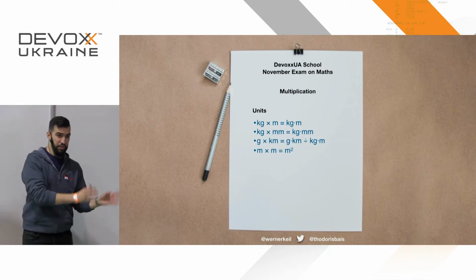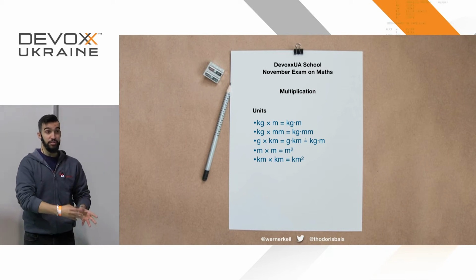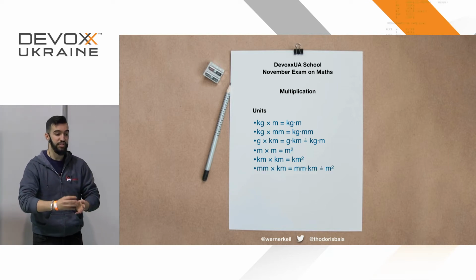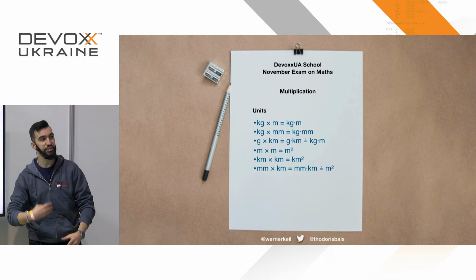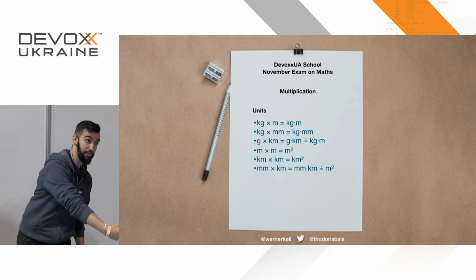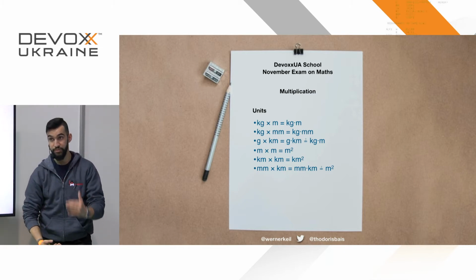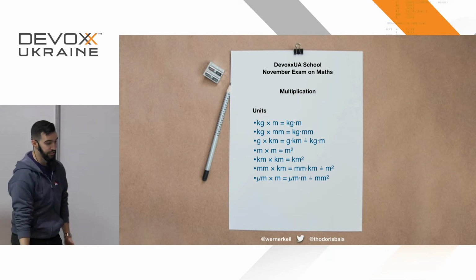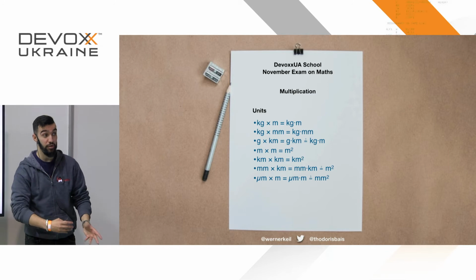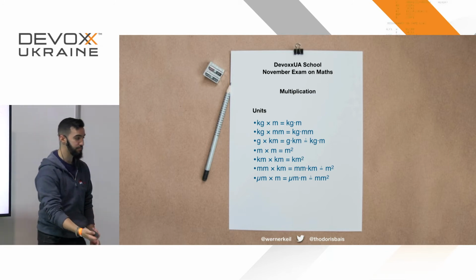What about meters times meters? Equals square meters, of course. Kilometers times kilometers equals square kilometers. Millimeters times kilometers equals millimeter kilometers. Should you leave it as such, or should you better convert it to square meters? It's up to you, and of course, it always depends on the particular case you're investigating. Micrometer times meters equals micrometer meters. Should you leave it as such, or should you better convert it to square millimeters?